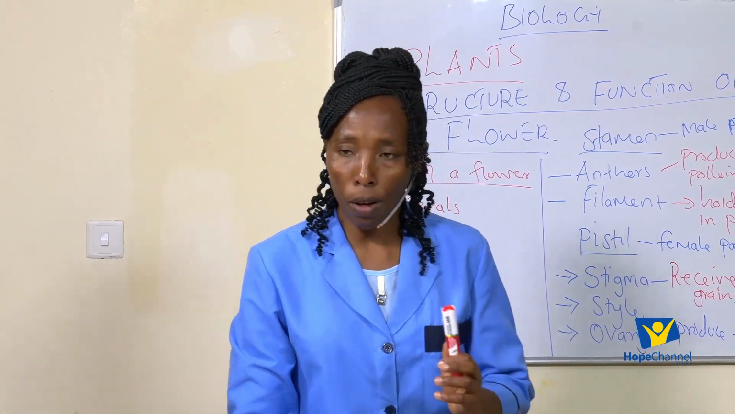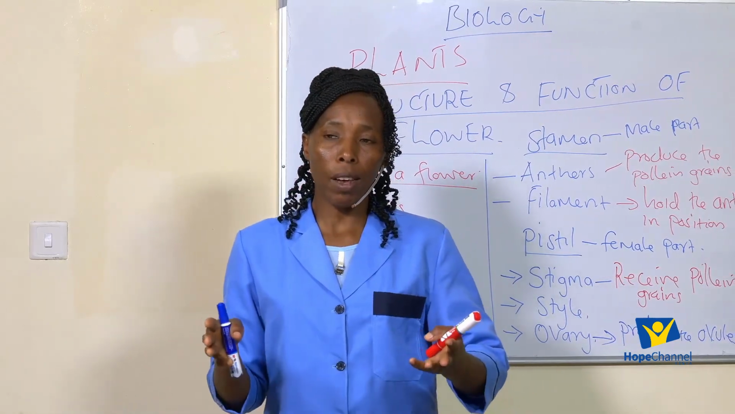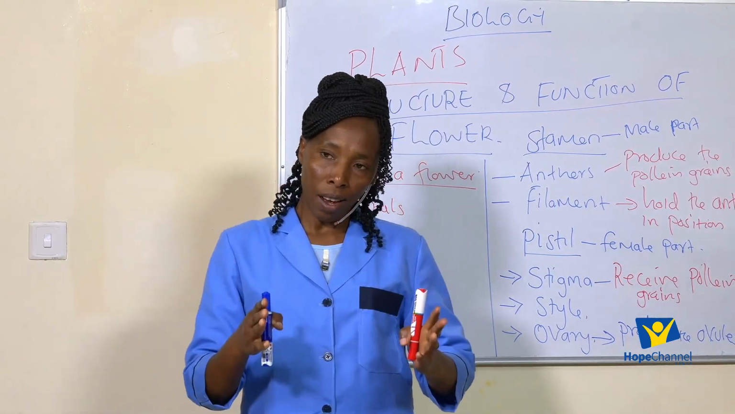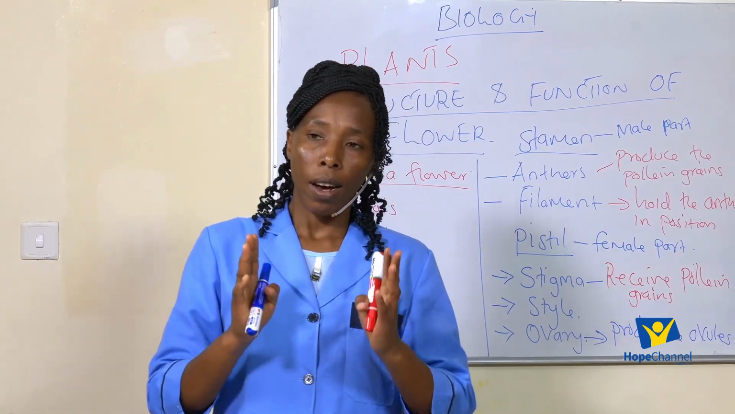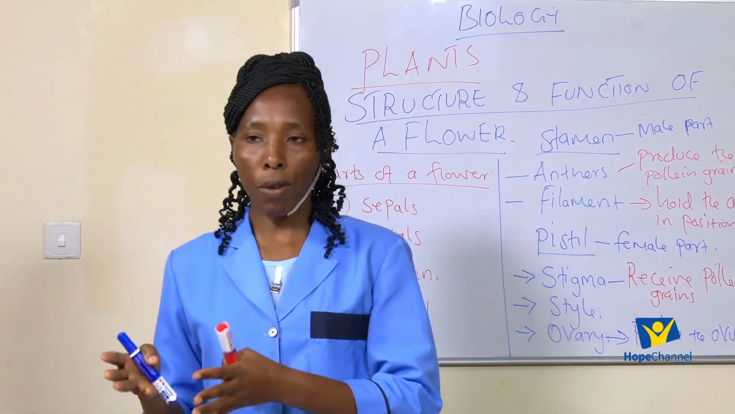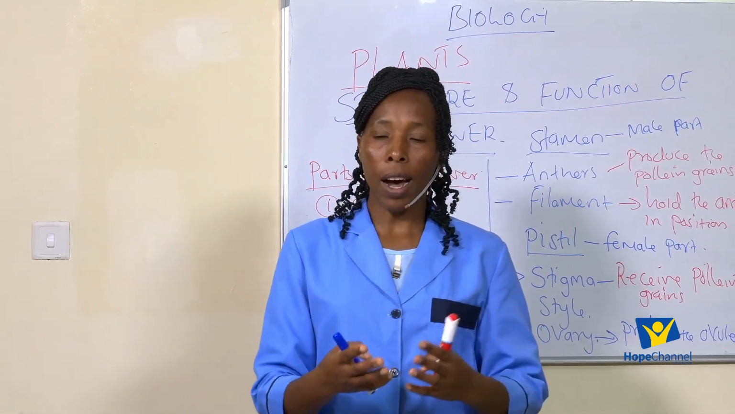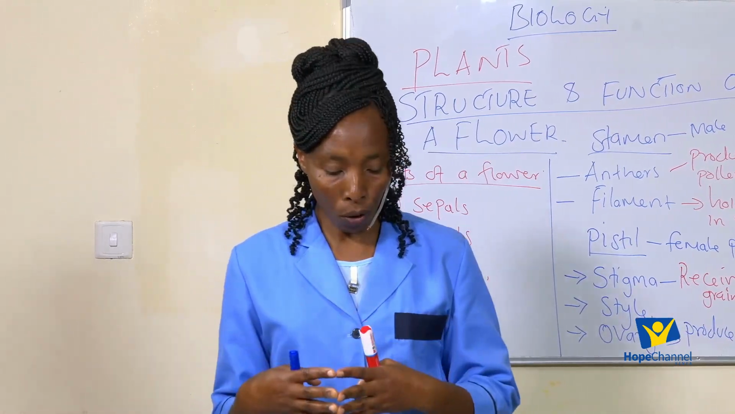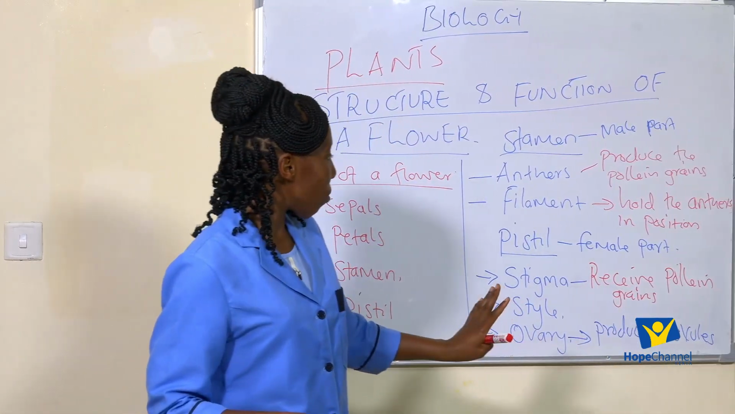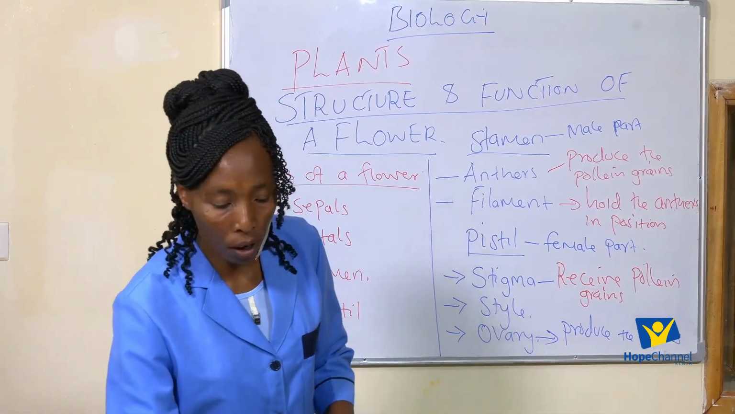So the parts of the flower that produce the gametes: we say the anthers produce the male gametes, while the ovary produces the female gametes. And we are saying the male gametes are the pollen grains. The female gametes are the ovules. So basically, that is the structure of the flower and the parts of the flower with their functions.